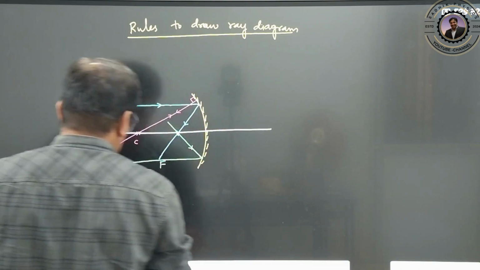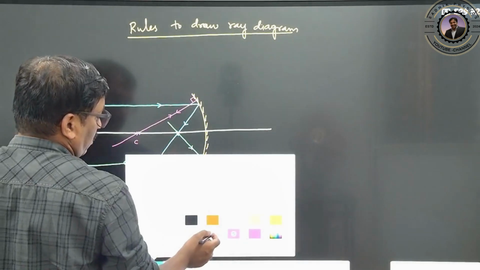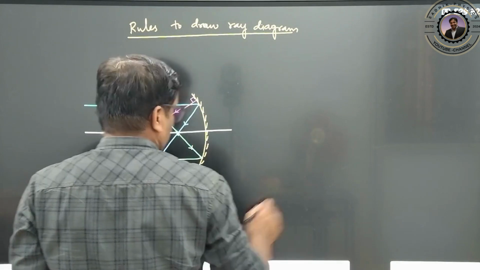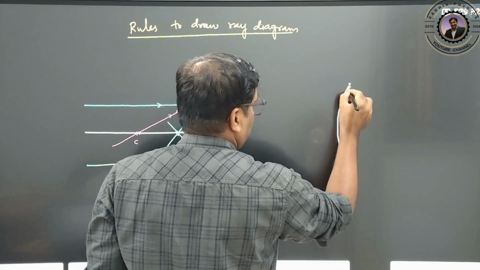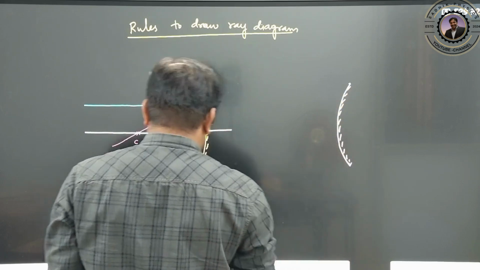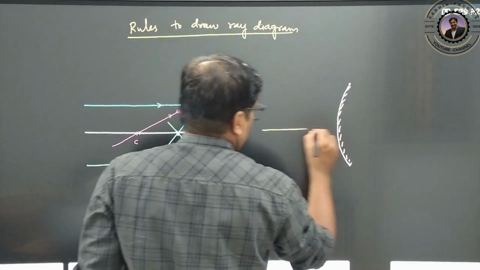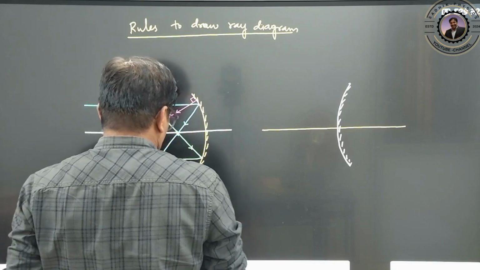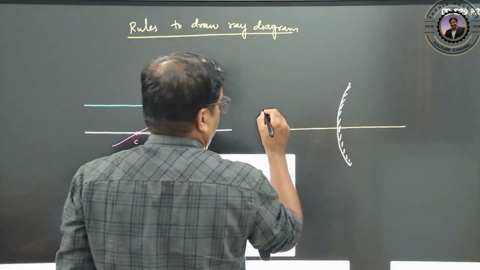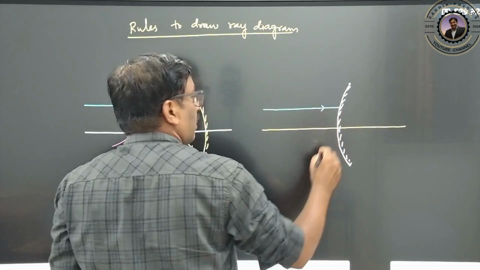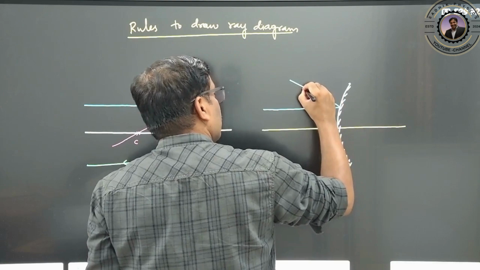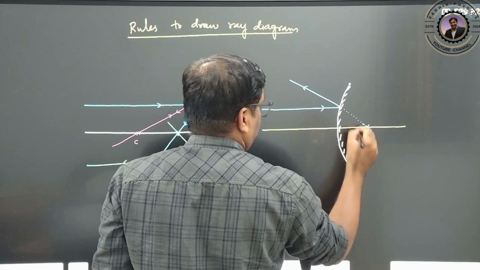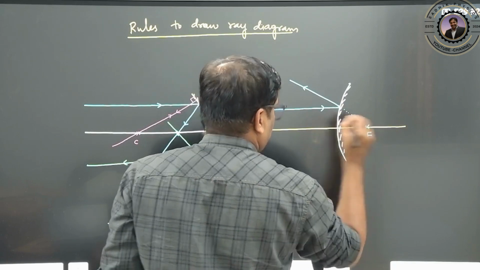This is for the concave mirror, so let us draw for the convex mirror also. This is your convex mirror, and this is your principal axis. Suppose a light ray comes parallel to the principal axis. It will be reflected back, and this reflected light ray appears to be coming from this focus.